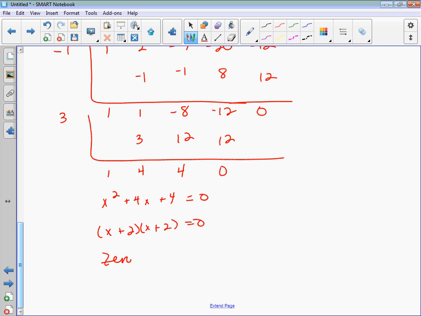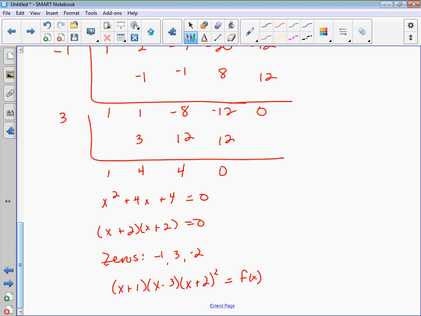So my zeros are -1, 3, -2. And sometimes I might ask you different things in the directions. I might ask you for the zeros. I might say write this as a product of linear factors. What would that mean? Yes. Okay, so just make sure. There you go. Make it an actual equation.